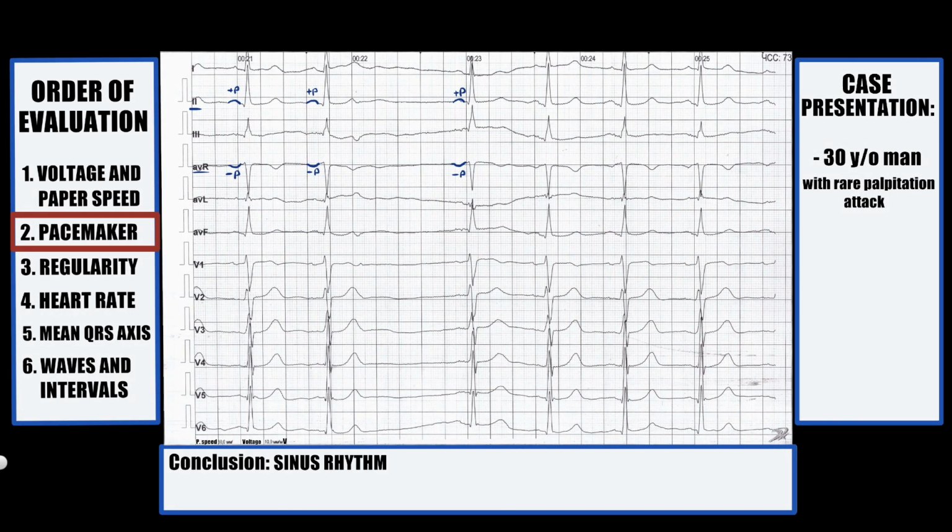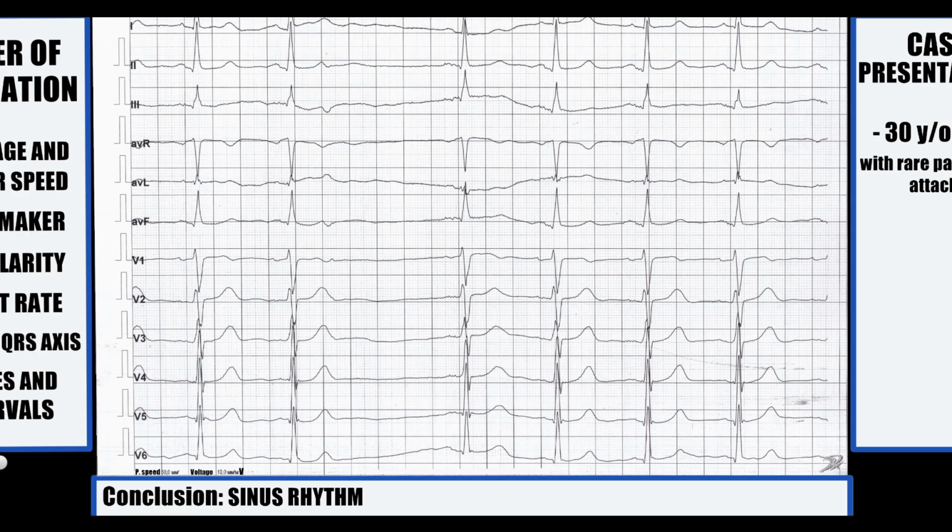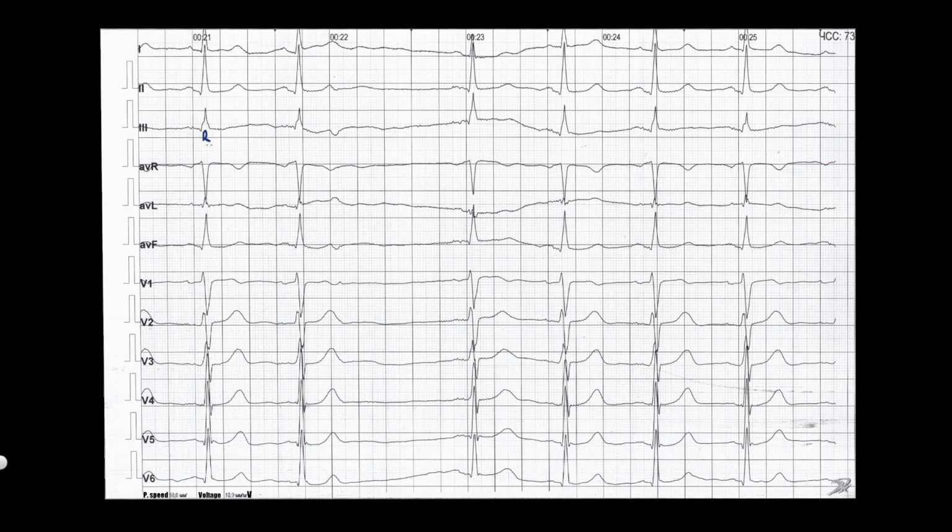Next step, regularity. For evaluation of the regularity, let's check the RR intervals. The first RR interval is equal to 6 large boxes and 4 small boxes, or 0.68 second. The next RR interval is equal to 12 large boxes and 3.5 small boxes, or 1.27 second. The next RR interval is almost equal to the first one. So we have irregular sinus rhythm due to a pause episode.